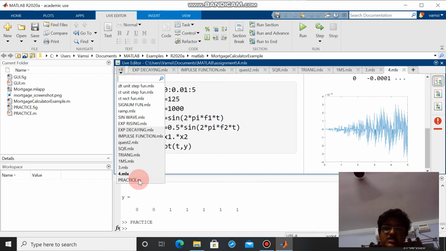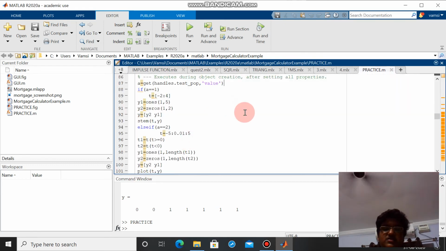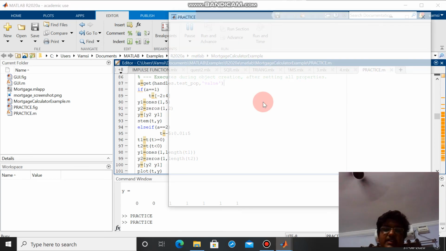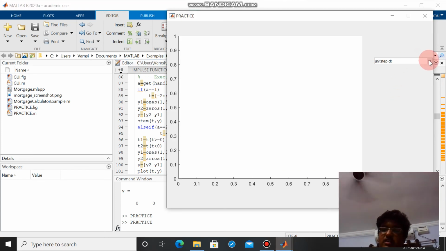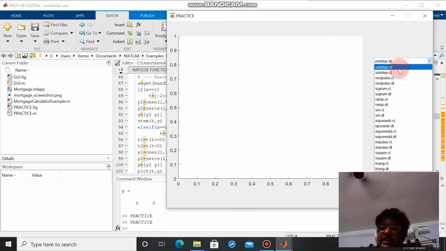Next we are having GUI. GUI stands for graphical user interface, which allows the user to handle the codes in a user friendly way. So this is the GUI code that I have written. So when I run this code, what basically happens is we can plot the functions directly from one click.